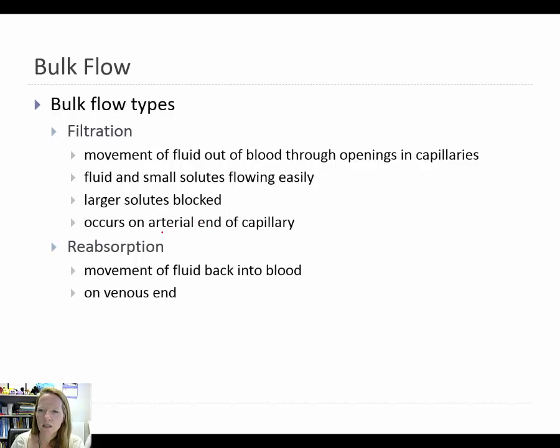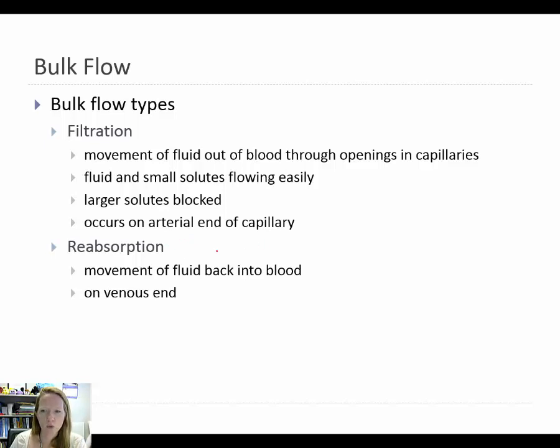Full of nutrients. So that's what we want in the arterial end, being able to move it out of the blood and get it out to the interstitial fluid, to where the cells are, so they can use the oxygen and the nutrients and things like that.